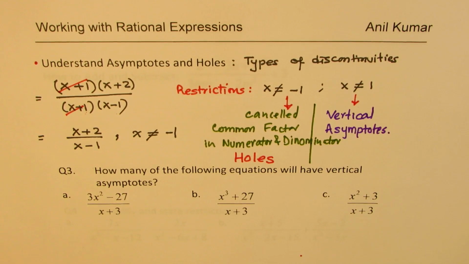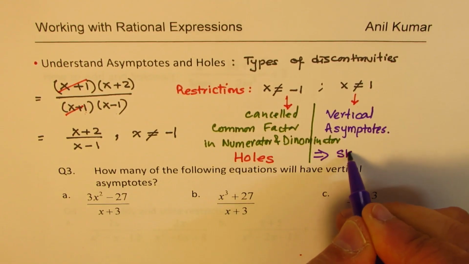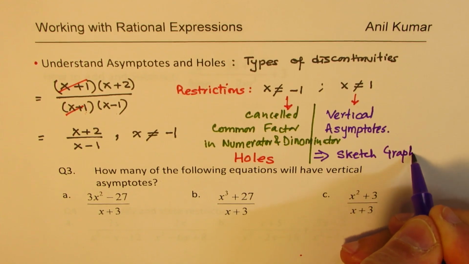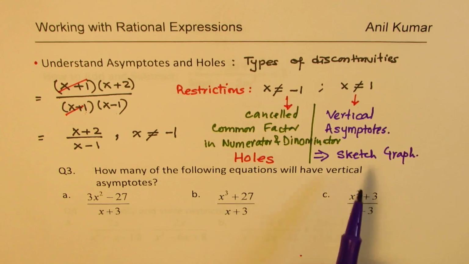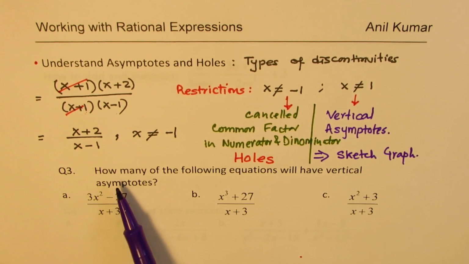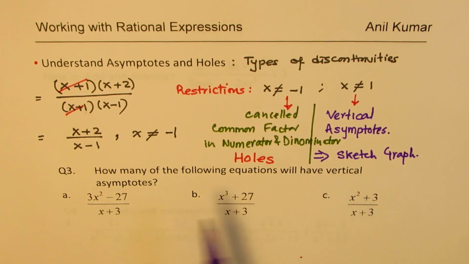Is that clear? Right. Now we'll look at the effect of both of them when we sketch the graph. So bear with me till then, and soon we are going to do that. Here is a question for you. Question number 3. How many of the following equations will have vertical asymptotes?